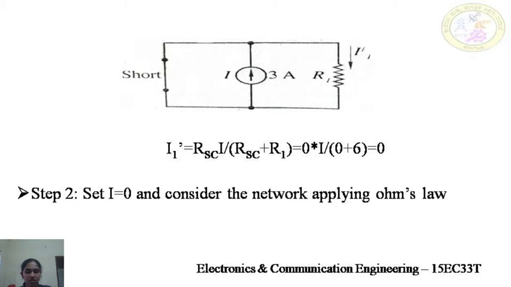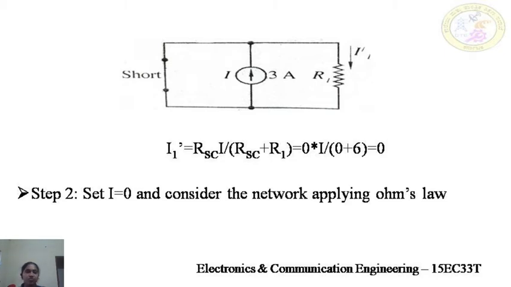Current through R1 is denoted by I1 dash, that is equal to main current I into other branch resistor value RSC, because the other branch is short circuited, divided by sum of the branch resistances, R1 plus RSC, that is equal to 3 ampere into other branch resistor value is 0 divided by 0 plus 6, that is equal to 0 ampere.